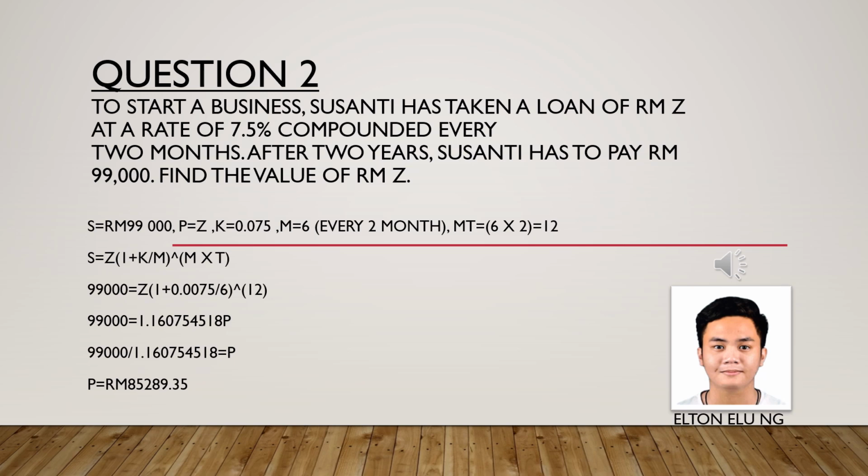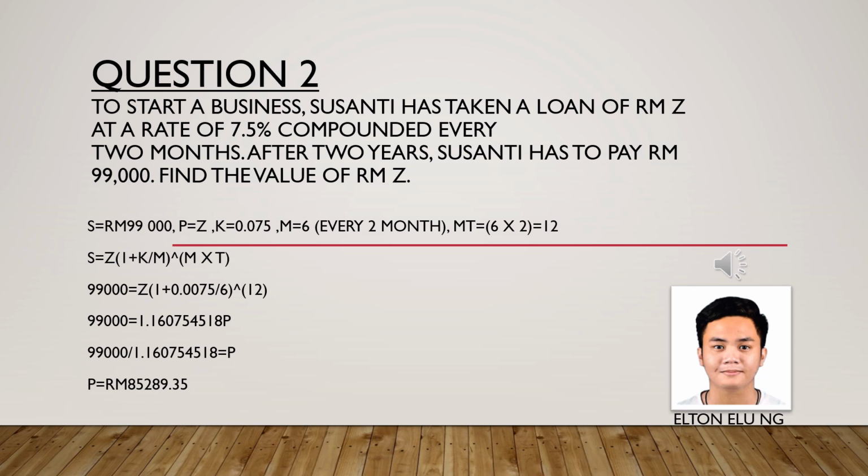After that, M times T equal to 12 because M is 6 and T is year, he gives 2 years. So M times 2 equal to 12. So we continue. 99,000 ringgit equal to P bracket 1 plus 0.075 per 6 bracket and power 12.